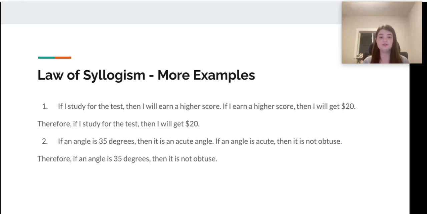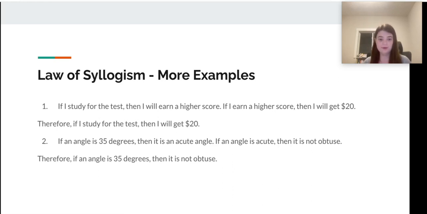So if we assume that it is true that studying will lead to a higher score, and earning a higher score will lead to us getting $20, then studying will lead to us getting $20, right? Because it will lead to a higher score, and the higher score leads to $20. So studying is where it all starts. Studying is what will lead to us getting $20.